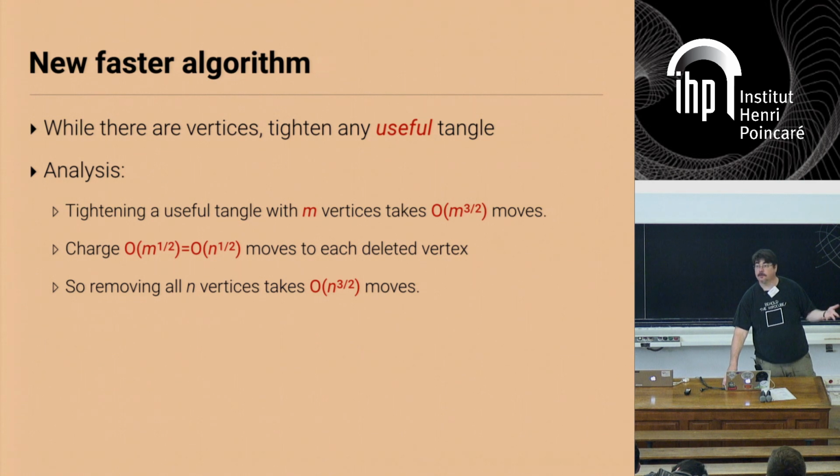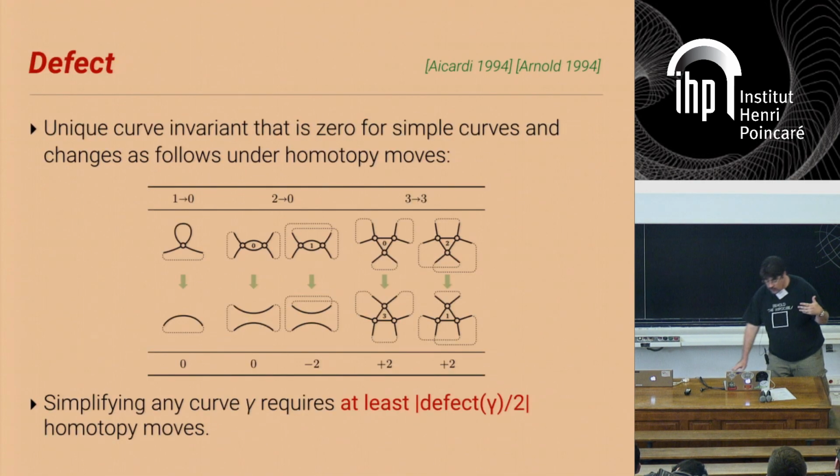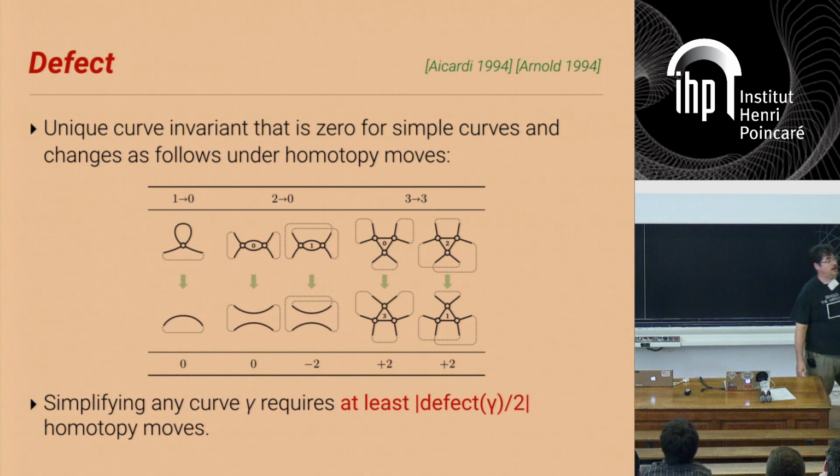Okay, so this is the upper bound. How do we get the lower bound? Well, for the lower bound, we rely on a curve invariant, not the sum of the depths, but a different curve invariant that was studied by Vladimir Arnold and Francesca Aicardi in the early 90s, which Arnold called the defect. And the defect is originally defined as the unique invariant that is 0 for curves that are simple, and that changes as shown in this picture when you perform a homotopy move, right?